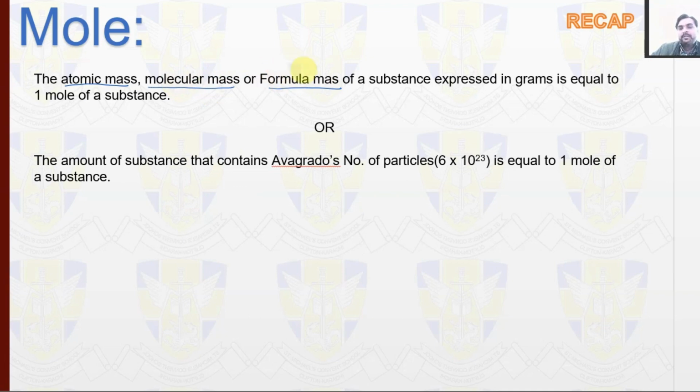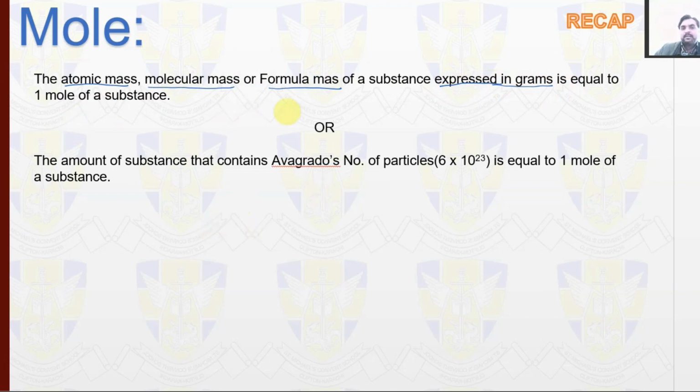And then we have the formula mass. Formula mass is for the ionic compounds. The method for calculating both molecular mass and formula mass is the same, the difference is just the word. Molecular mass is for the covalent compounds and formula mass is for the ionic compounds, right? So the atomic mass, molecular mass or formula mass of a substance expressed in grams is equal to 1 mole.